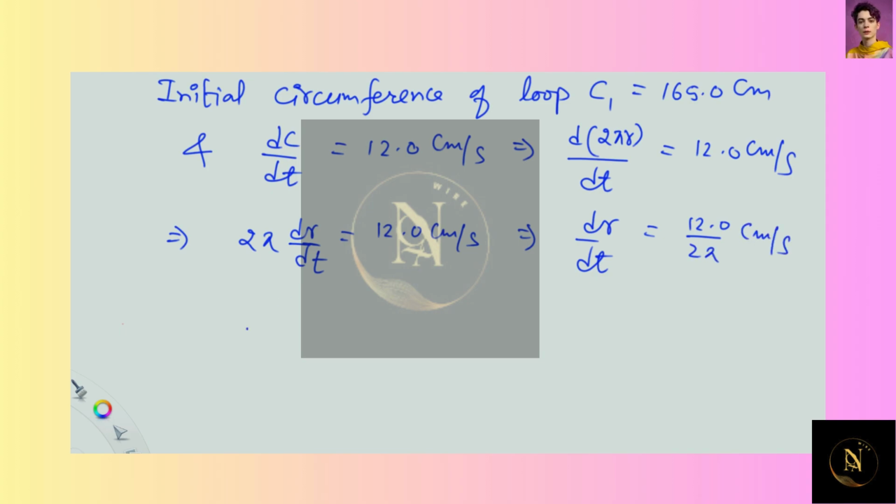The magnetic field perpendicular to this loop is given as 0.500 Tesla, and we have to find the EMF induced after a time t equal to 9.0 second. So in the first part of the problem, using Faraday's law of electromagnetic induction, induced EMF is given in magnitude as d phi by dt.